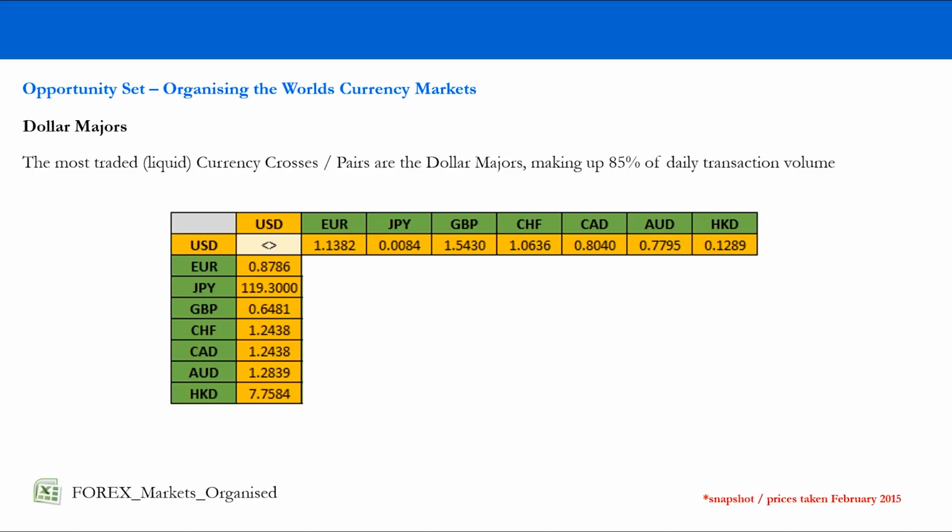The dollar majors are termed majors because it's all the major currencies quoted against the US dollar. And these make up 85% of daily transaction volume in the Forex markets globally. And when you look at the major currencies, so we look at Euro, Yen, Sterling, Swissy, Canadian, Aussie dollar, Hong Kong dollar, when you look at the major currencies against the US dollar, these are the ones that make up the vast majority of daily transactions.